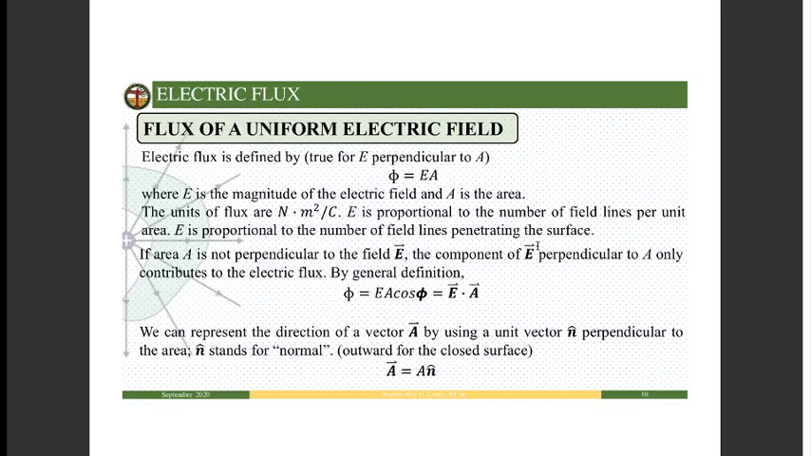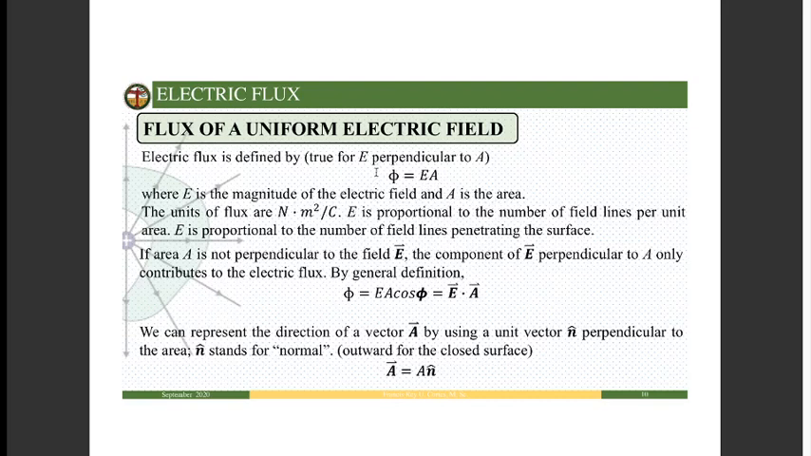Okay, so electric flux is just how many lines are penetrating or intersecting a certain area A. Okay, so we have to calculate electric flux. The definition of electric flux is given by this one. So the flux, given by the symbol phi, is equal to E times A. So your E is actually the magnitude of the electric field and your A is your area.